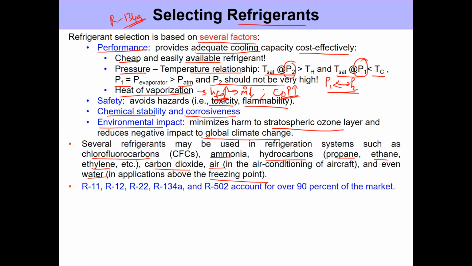But if you look at the market, 90% of the market is basically captured by R11, R12, which are the chlorofluorocarbons, R22, which is hydrochlorofluorocarbon, and these CFCs, chlorofluorocarbons, these damage the ozone layer, right? So they were initially used, but then they were discarded later on. They're still being used in some countries though. And R134A, which is a very common refrigerant, and R502.